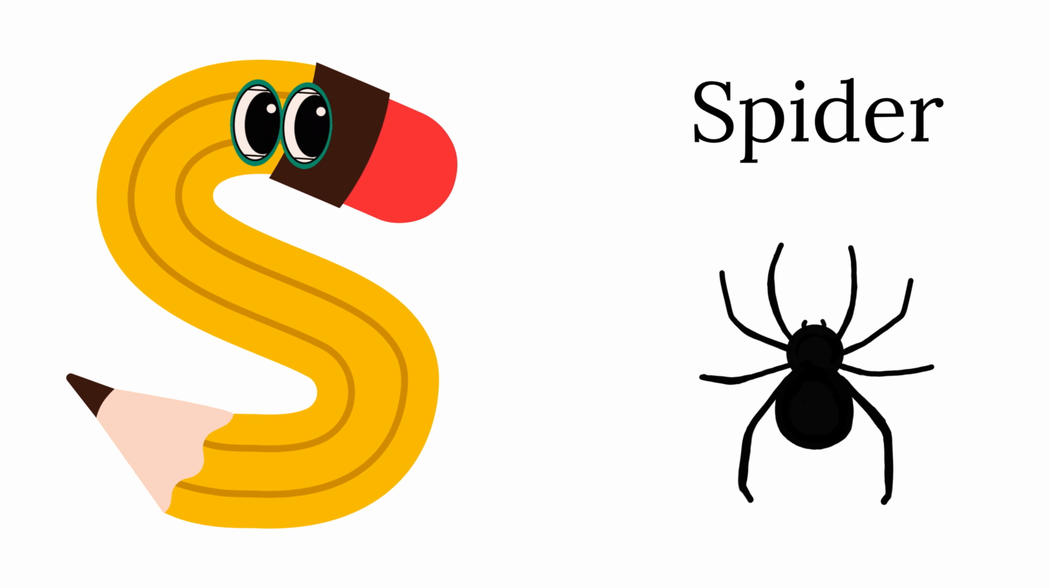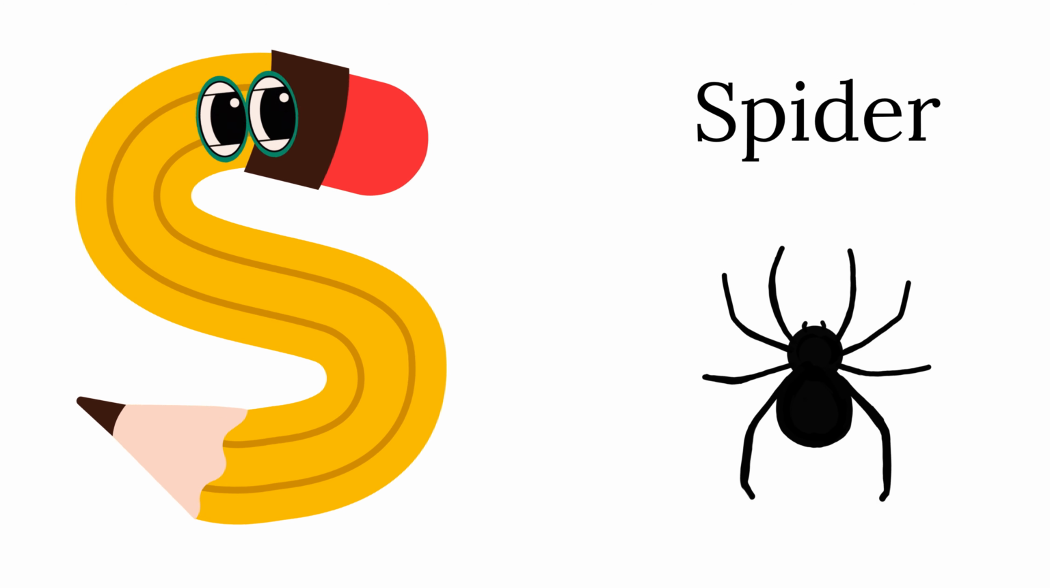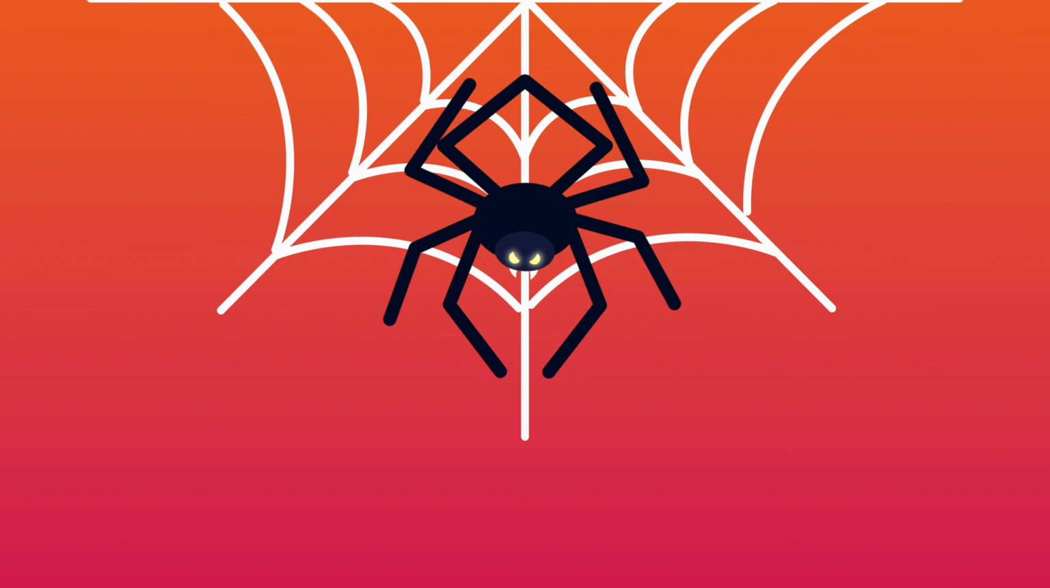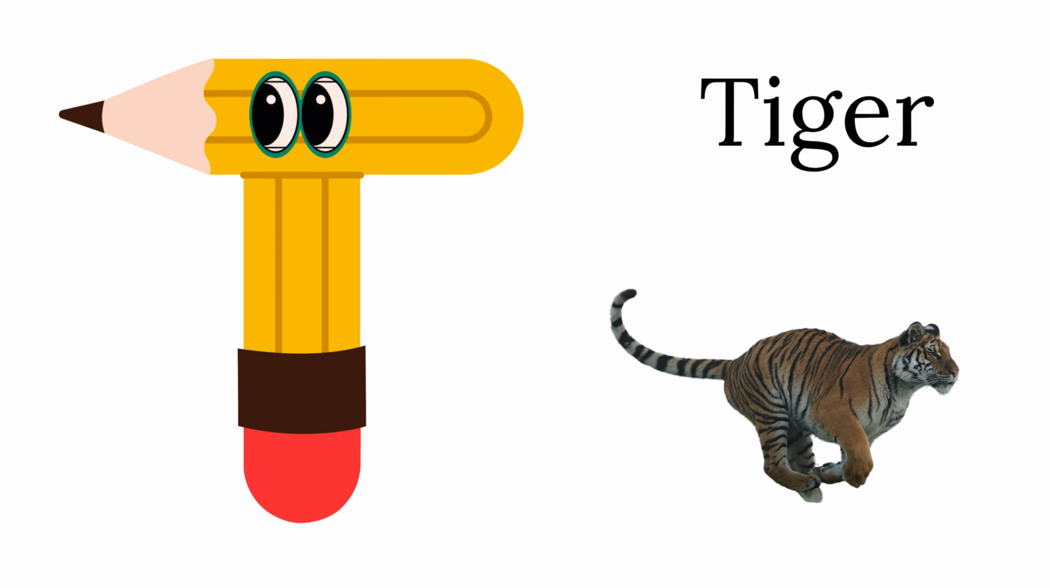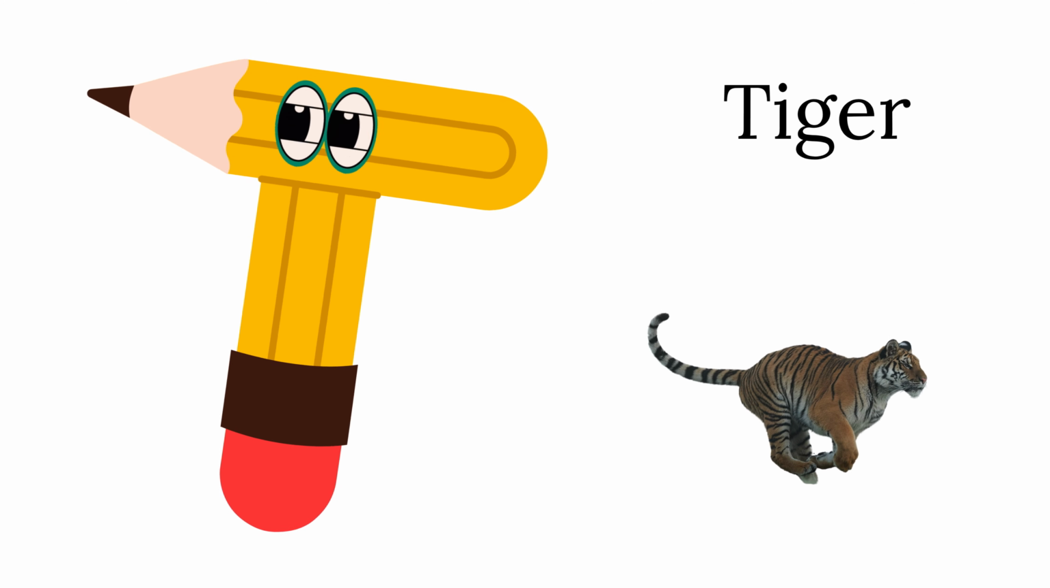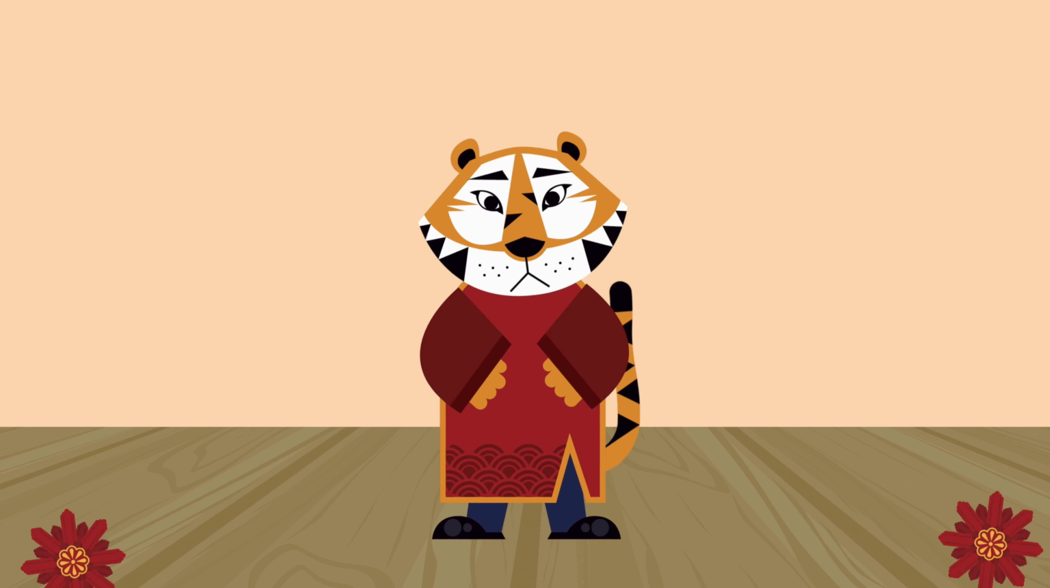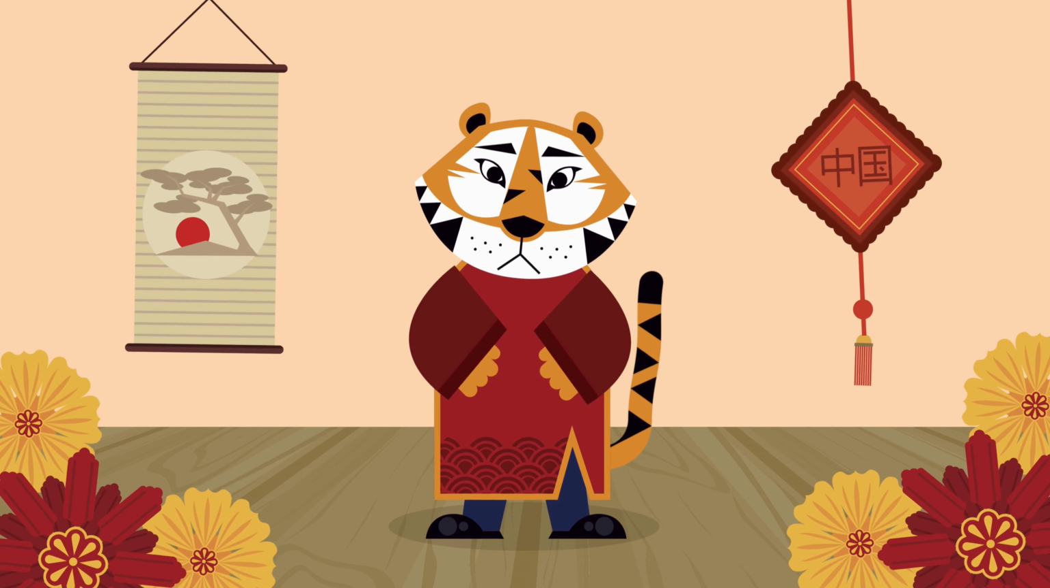S is for spider, S, spider. T is for tiger, T, T, tiger.